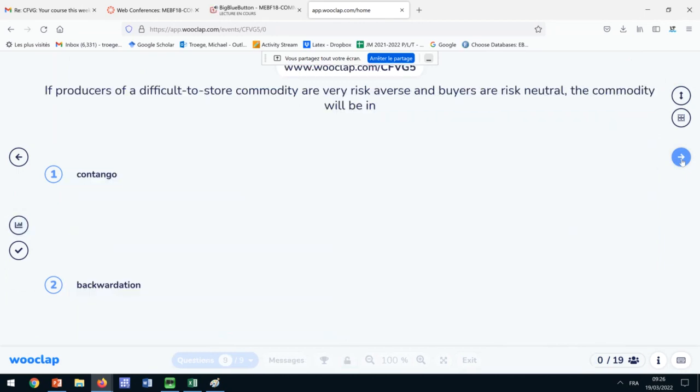If producers of a difficult to store commodity are very risk averse and buyers are risk neutral, the commodity will be in what? Contango or backwardation. Producers are risk averse, buyers are risk neutral. This is the hedging hypothesis. Contango or backwardation.